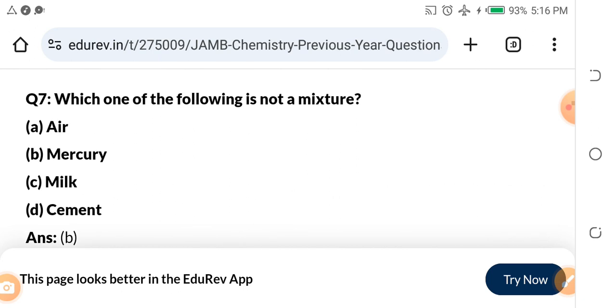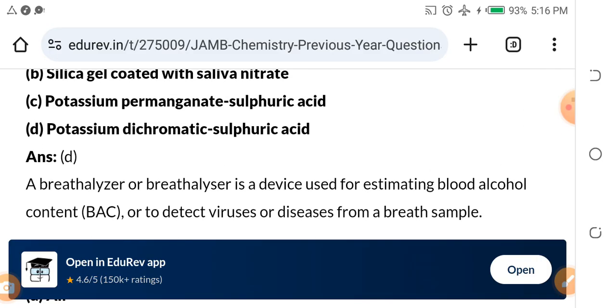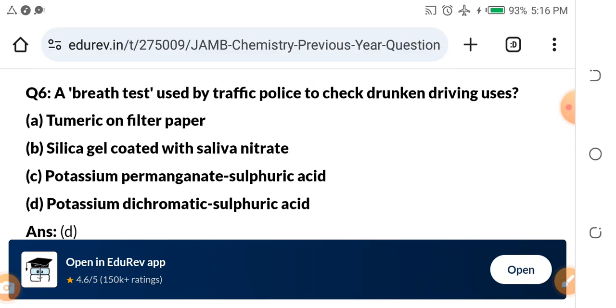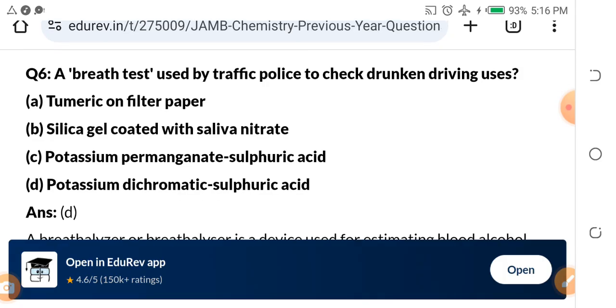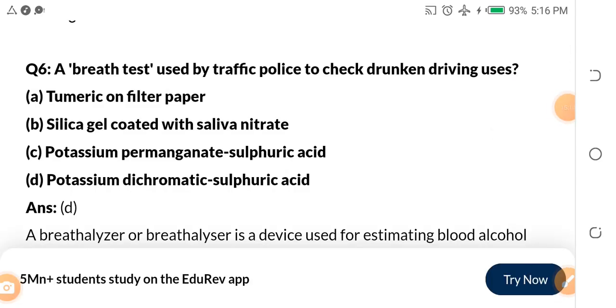Did that one enter? Did it enter your head? Let's look at this question number 6. A breath test used by traffic police to check drunken driving.